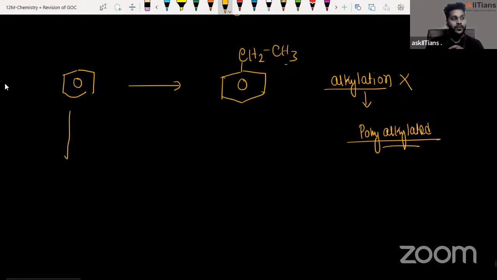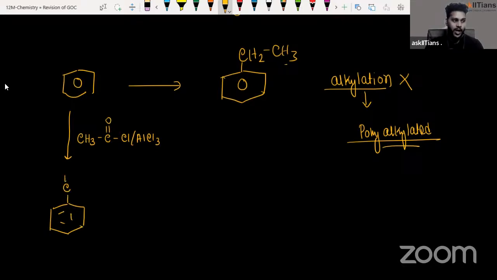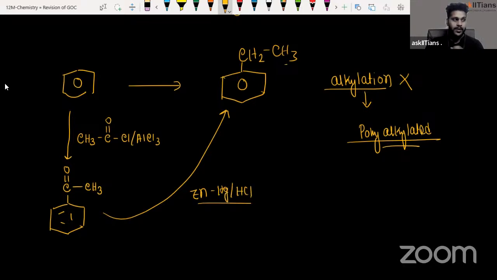So what you have to do is, first you have to acylate it. You won't get a polyacylated product. I'll be asking you why, but not right now. Now, in here, if you do Clemmensen reduction, I would revise this while doing the aldehydes part. Clemmensen reduction, zinc amalgam and HCl. It converts C double bond O to CH2. That's the way of doing it. Okay. Now, why is acylation favored?